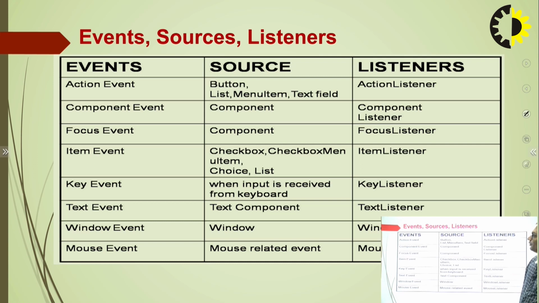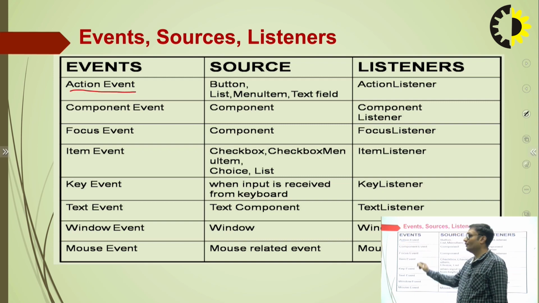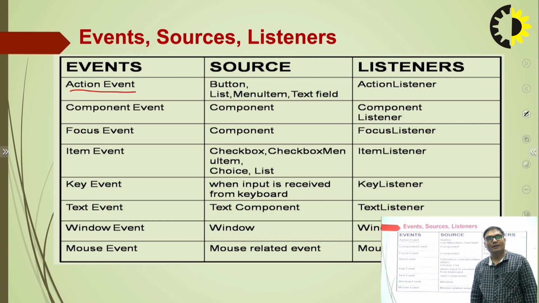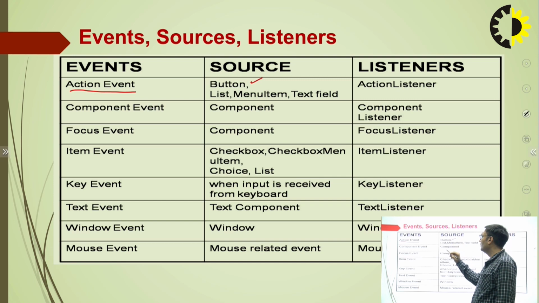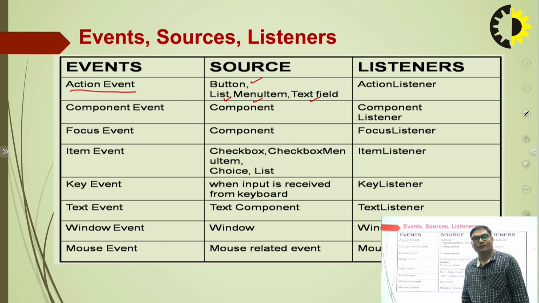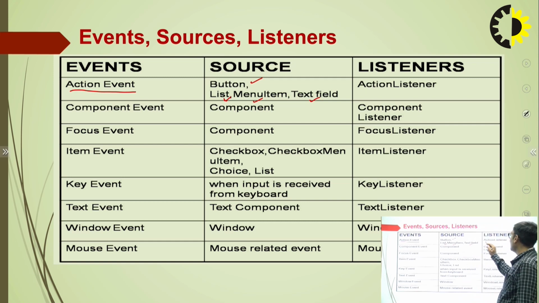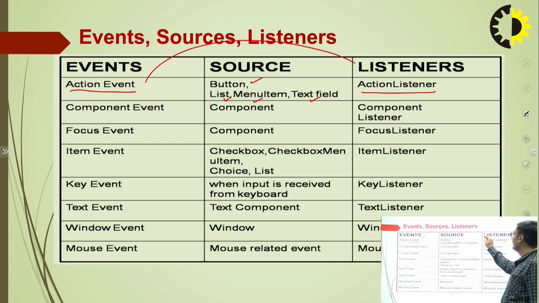let's summarize the types of events. One type of event is action event, and the source of this action event can be button, list, menu item, text field. And the type of listener that will receive the notification of the event is known as action listener. So an action event directly goes to the action listener.